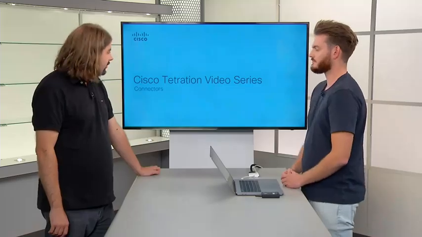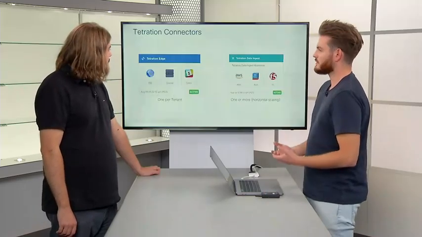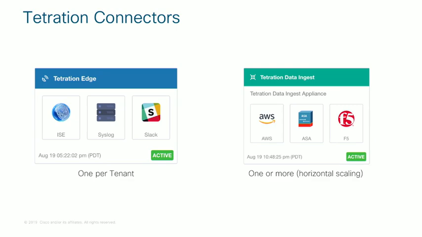Okay. So I mentioned two different types of connectors, and that's basically all we have to deal with these days. There is the titration edge that you can see on the left-hand side there, and there is the titration data ingest on the right-hand side. These are some screenshots that I took directly from the titration user interface, so you can see how it visually shows you exactly what different edge appliances or which different data ingest connectors you have enabled.